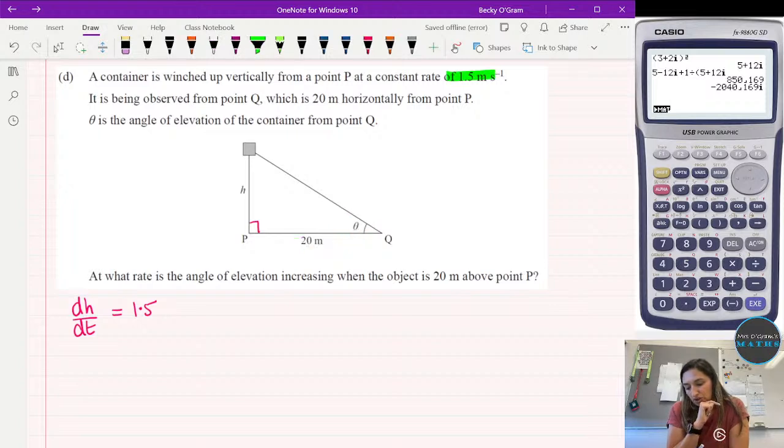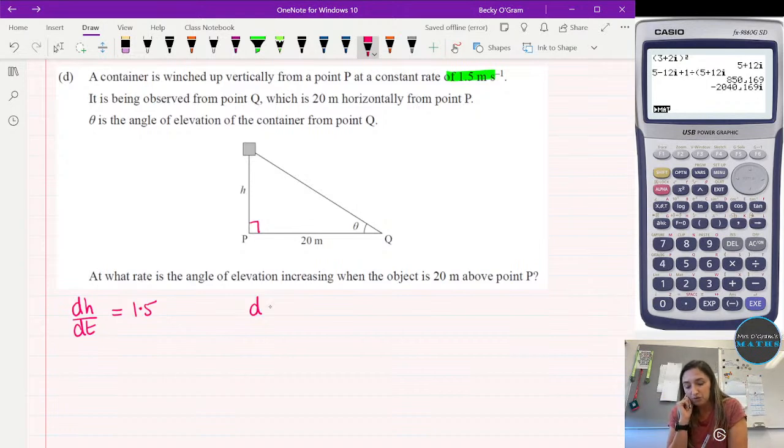Then we want to know at what rate the angle of elevation is increasing when the object is 20 meters above point P. So I'm going to write down what I'm aiming for. This is how I like to do rates of change questions. First of all, start by writing down the rate that you have been told. And second, write down the rate you're trying to work out. And then you can fill in the missing pieces to get from one to the other.